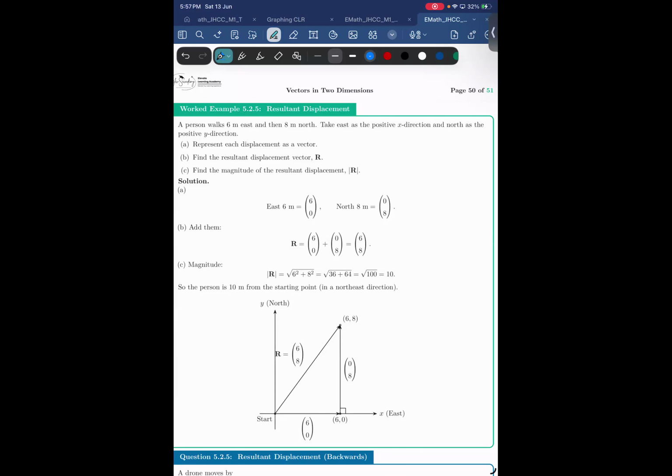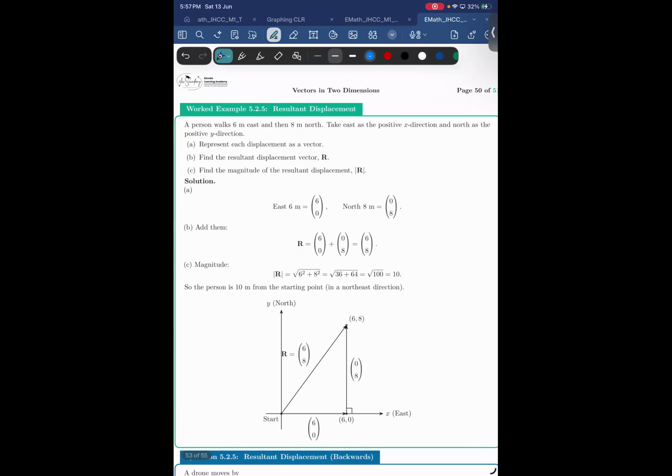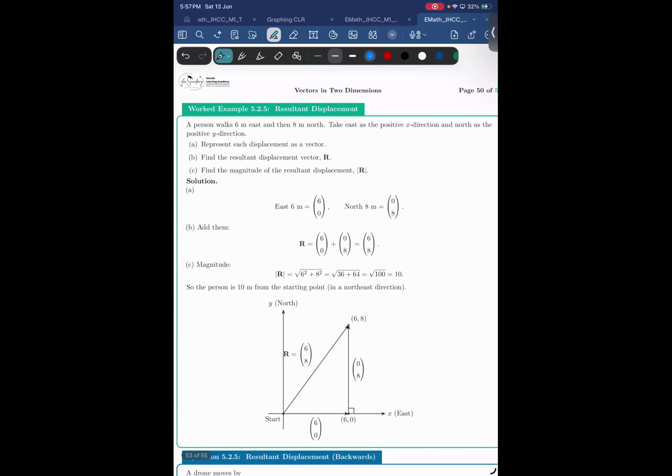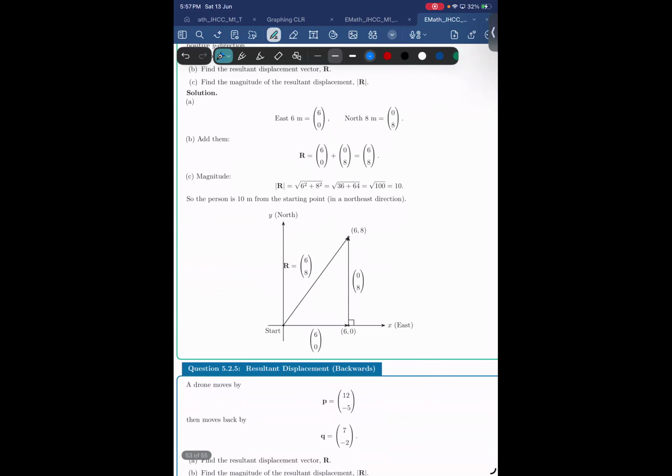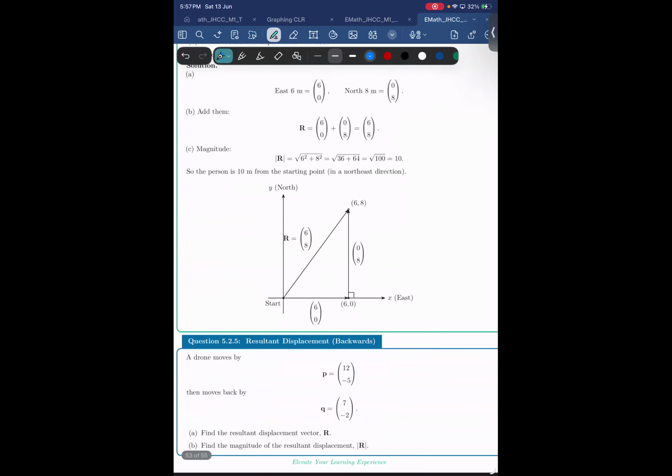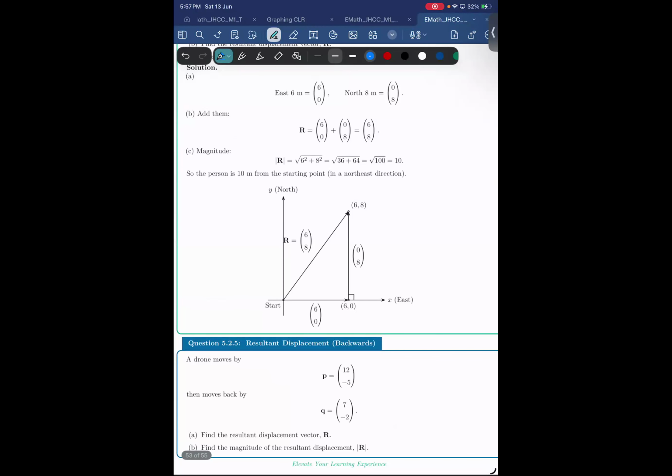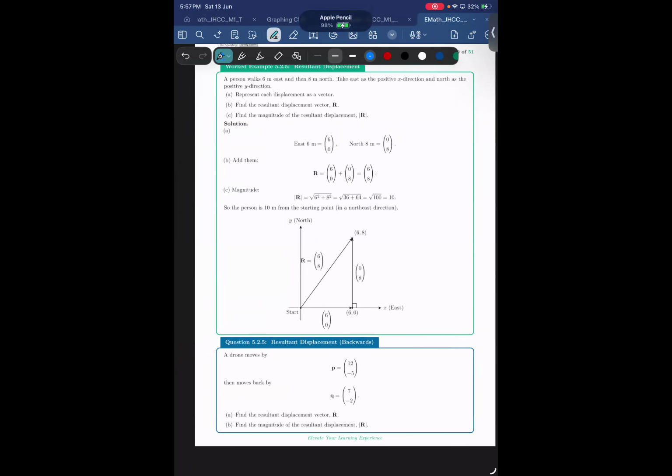And then for the magnitude, after adding these two vectors together, the x coordinate is 6, y coordinate is 8. The magnitude is simply the square root of the sum of the squares. And the picture will illustrate what happened. So you move 6 in the x direction and 8 in the y direction. So this is one pretty simple example as well.